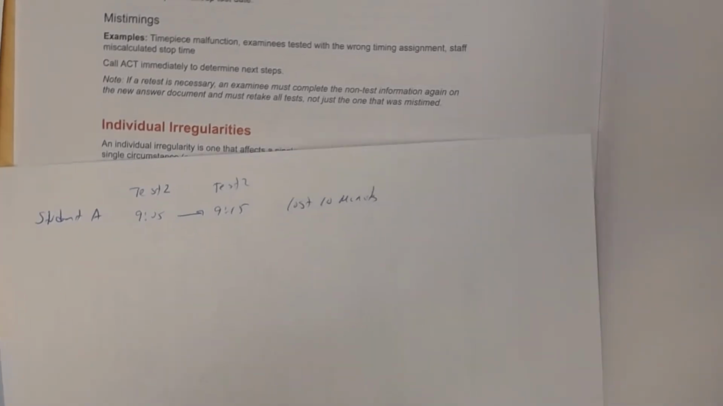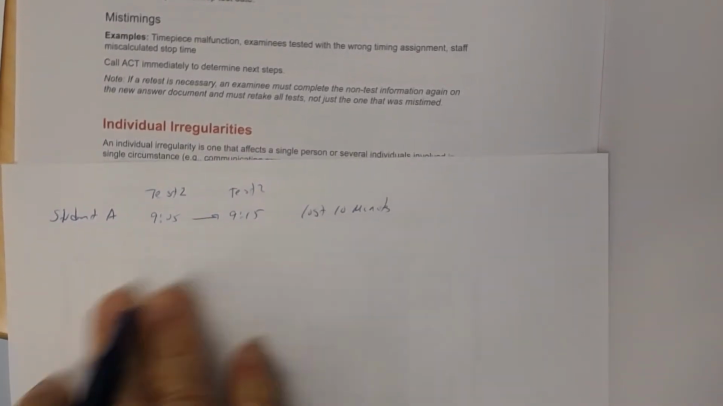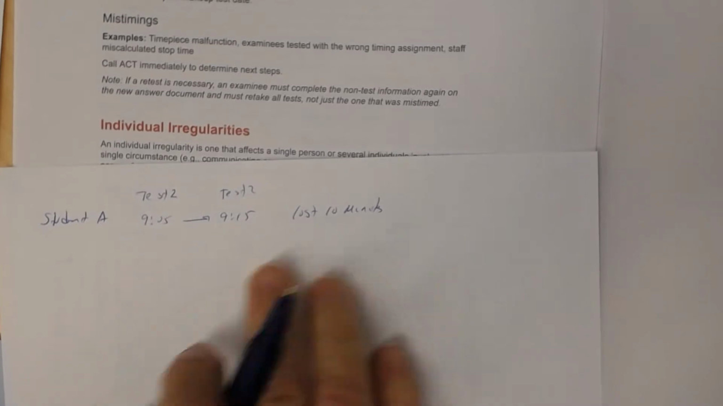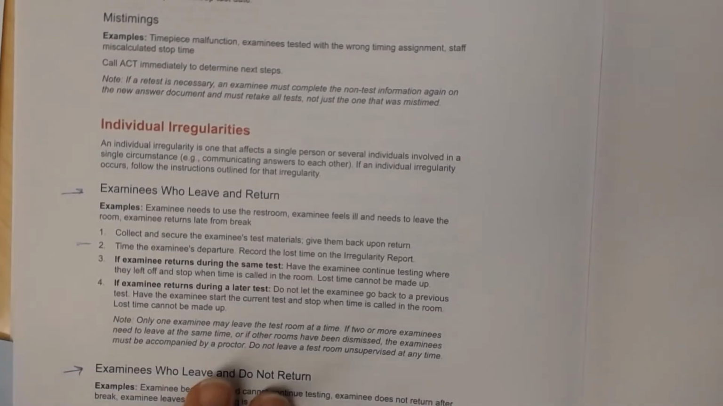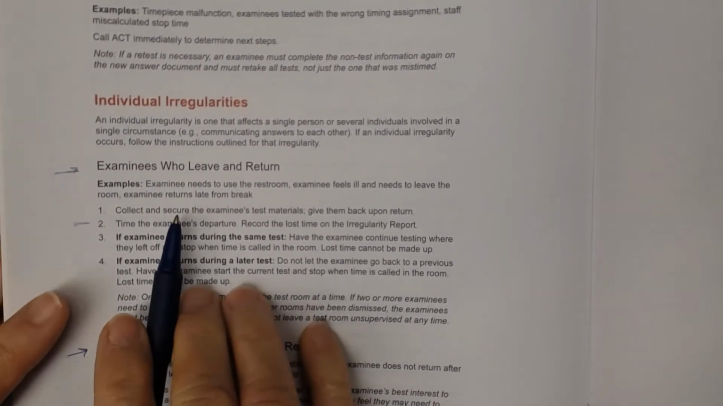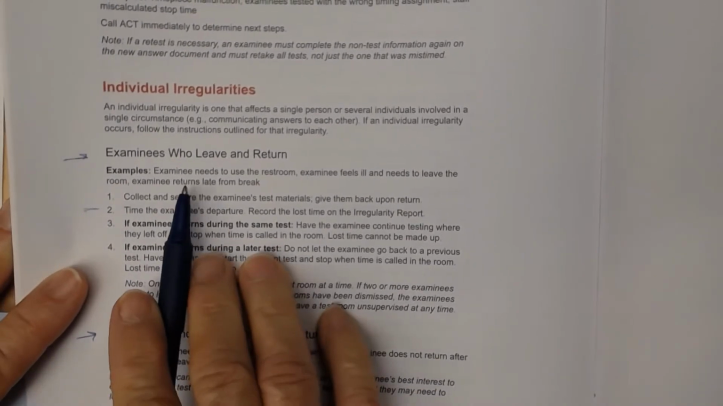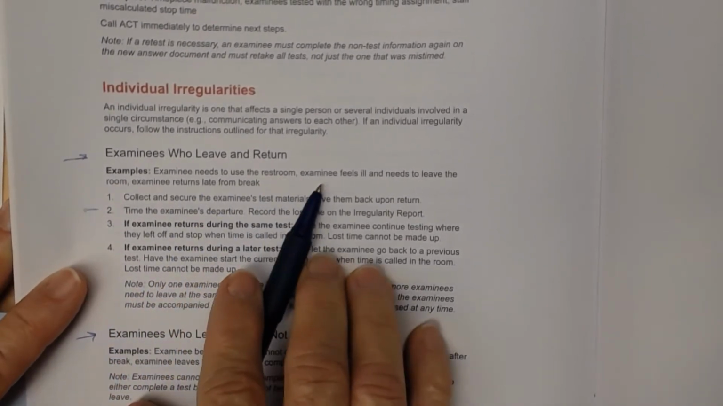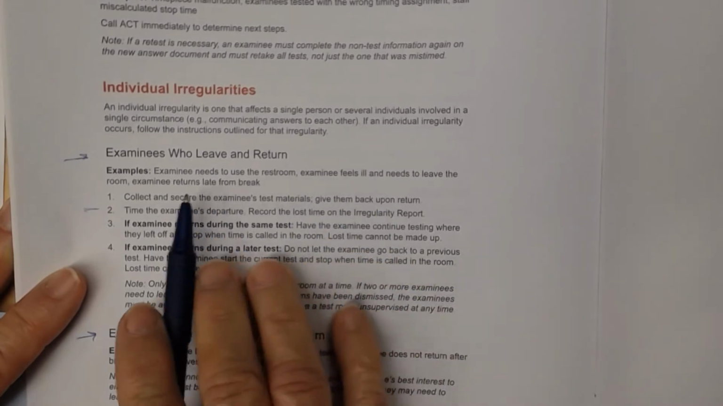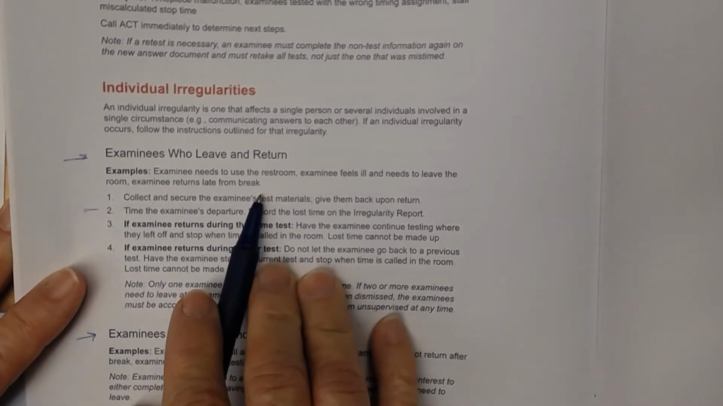All right, so they've lost 10 minutes. For whatever reason, they leave, come back. They've lost 10 minutes. All right, now remember these examples only reference examinees who need to use the restroom, examinees who feel ill and need to leave the room, and examinees who return late from break.